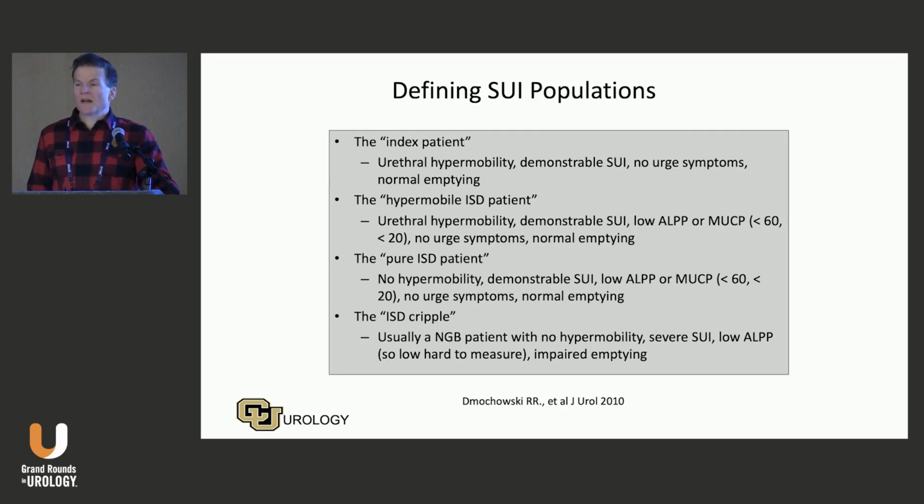So who is the index patient? The index patient is someone who hasn't had prior surgery. They have hypermobility. So when you hear me talk about the index patient in this talk, that's who I'm speaking to. The hypermobile ISD patient is very similar. They just have a lower leak point. So kind of put those first two bullets together. The pure ISD patient is someone who doesn't have any hypermobility, and then the ISD cripple is usually a neurogenic, or they're the patients that we sent to Fiona.